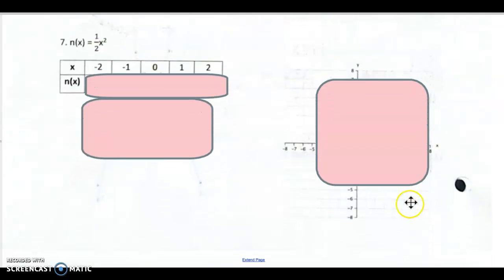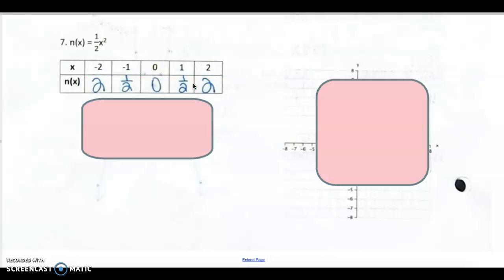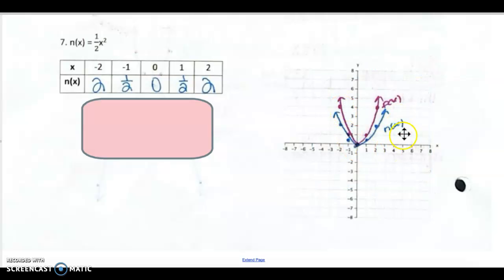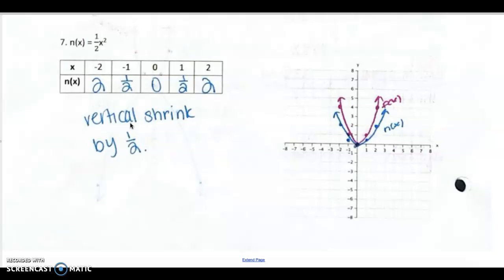Okay, number 7. If you fill in your table, you get these numbers. And we'll graph them. Remember to graph your parent function too. And it should look like this. Okay, just looking at this graph and here, there's no reflection, there's not a negative. The number in front is between 0 and 1. It's a fraction. So that's going to give us a vertical shrink. So we can say it's a vertical shrink by 1/2.